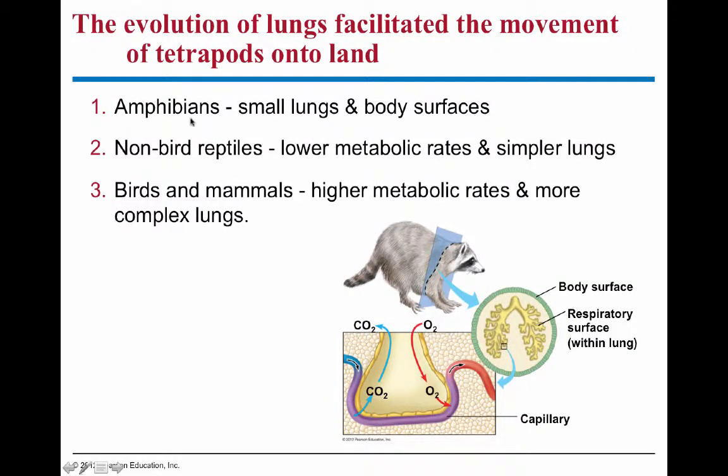These are the tetrapods. So amphibians have small lungs and they have moist body surfaces which diffusion happens across. Non-bird reptiles, so that's things like the turtles and lizards and snakes and crocodilians, have simpler lungs. Their metabolism is really low, so they don't use all that much oxygen. Birds and mammals, however, being endothermic, use a lot of energy. And what that means is they have to do a lot of cellular respiration to keep making ATP. Cellular respiration, of course, means you have lots of carbon dioxide waste and lots of oxygen needed.